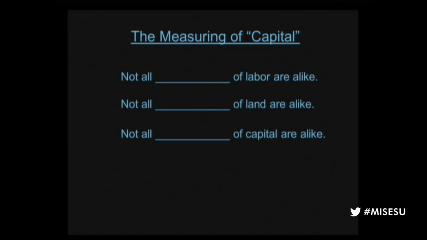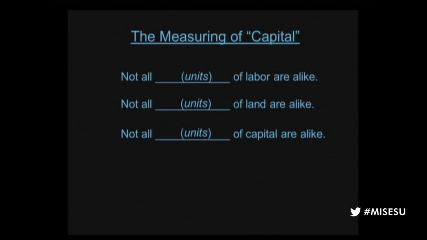Here's a pop quiz. And you have to fill in the blanks. And what you have to fill in is the units. You see, the typical response when I say capital is heterogeneous is, yeah, so is labor, so is land. You know, what are you talking about? How is capital more heterogeneous than that? And the answer is it's dimensionally heterogeneous.